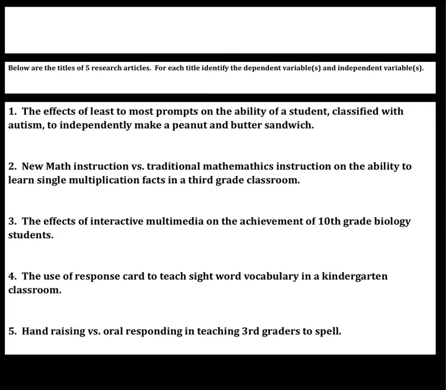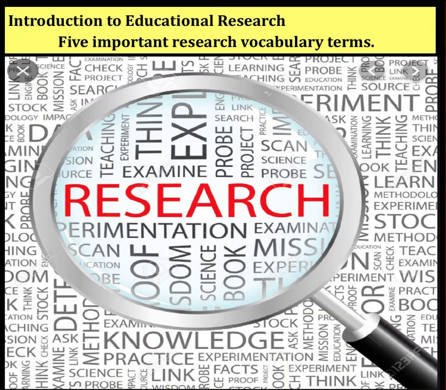Okay, so what is the intervention that the researchers are applying here? Well, hand raising versus oral responding, or 2 different ways of responding, that would be the intervention. Both of those would be correct. And what is the dependent variable? What are the researchers measuring? They're measuring 3rd graders' ability to spell. Well, okay, there's some practice in identifying dependent and independent variables. Again, another important concept for you. It'll make you much better consumers of research if you are able to distinguish these when you're reading research articles.